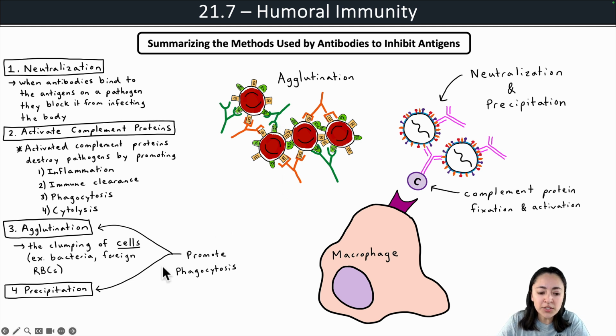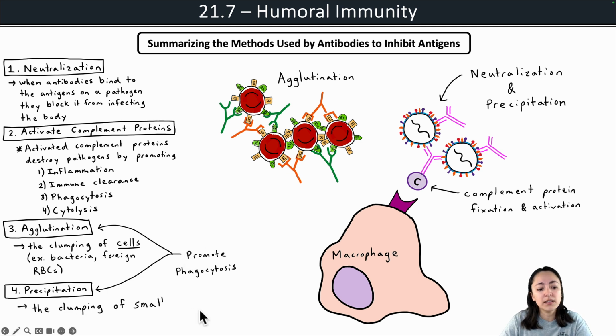This is going to make it easier for phagocytosis to occur, right? So this macrophage could come over and engulf all of these pathogenic cells or foreign cells very easily if they're all clumped together. Okay, so agglutination is the clumping up of cells.